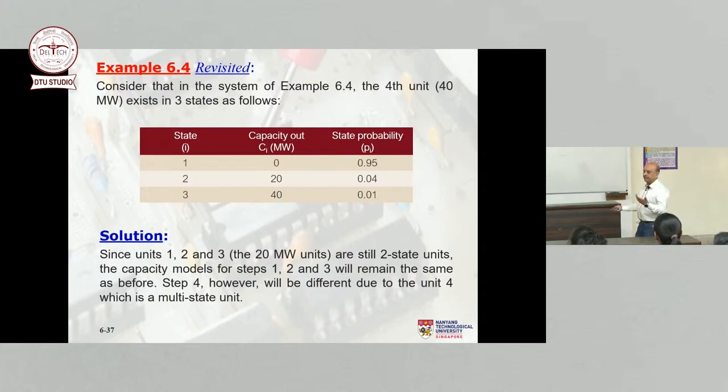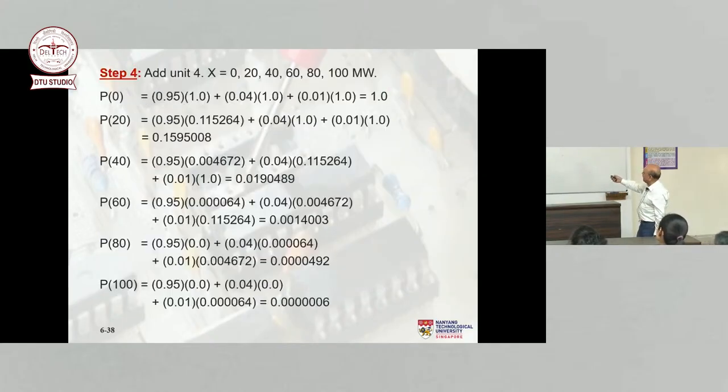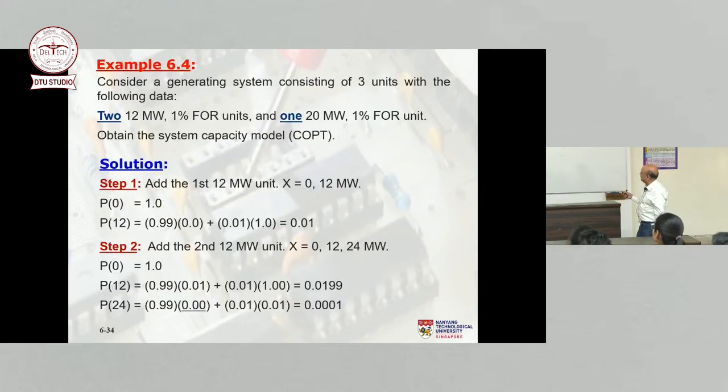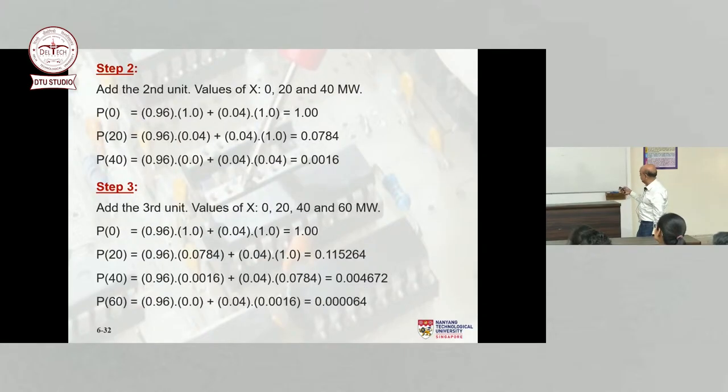Because I have to go back and forth in slides, I'm just trying to put things together, right? So that's what we have: 0.95 times P prime of X minus 0. The first one is X minus 0. What is the X that we are adding? We are adding the 40 megawatt unit, correct? The unit capacity is 40. So 40 minus 0 is 40. So P prime of 40, we have to go back several steps, to step 3, P prime of 40.